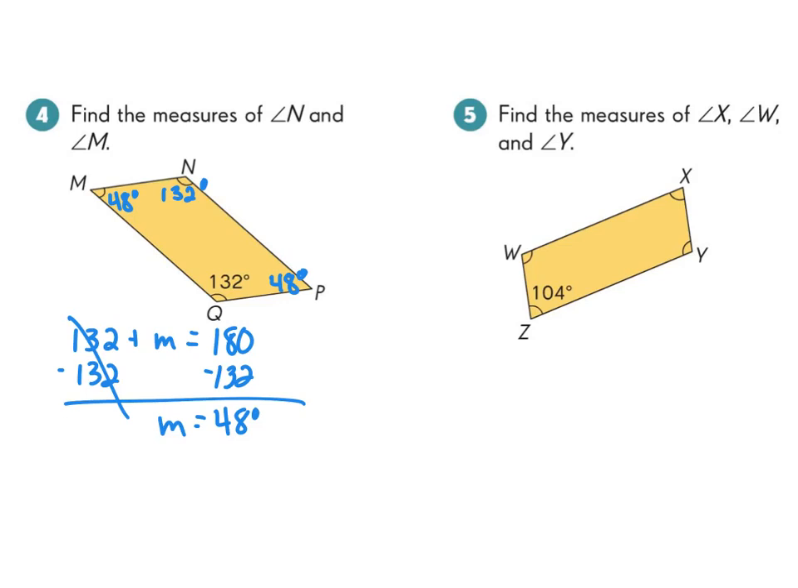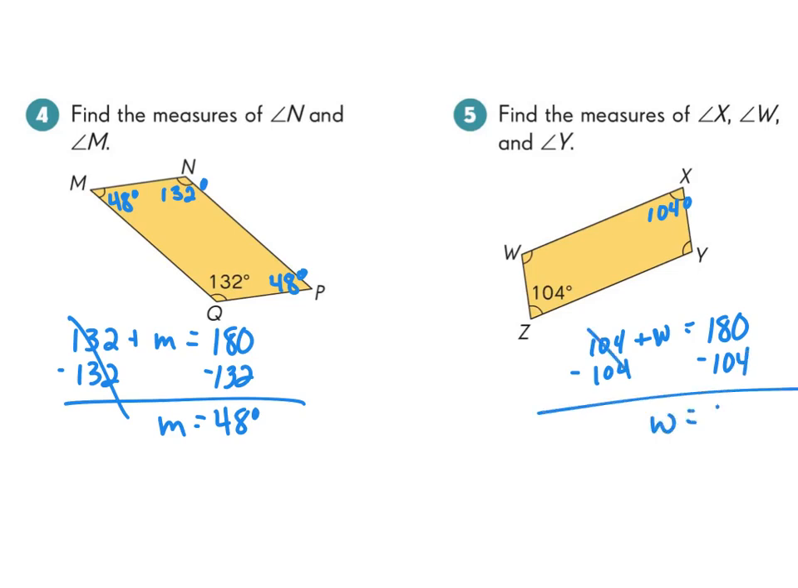And let's do this one. Z is 104, therefore X is also 104. And 104 plus either one of these, W or Y, equals 180. And if we subtract it from both sides, we know that W equals 76 degrees. And if W is 76 degrees, then we know that the opposite one, Y, is also 76 degrees.